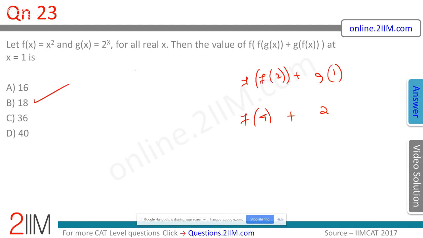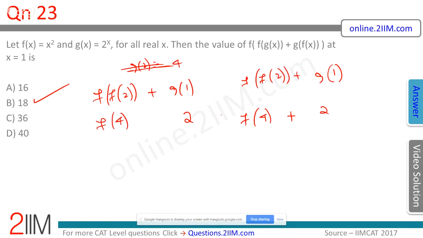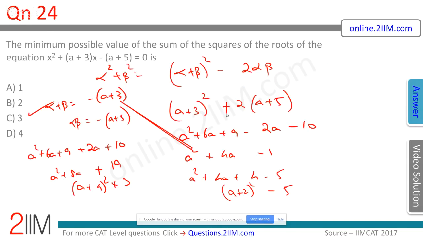F of 2. F of g of 2. G of 2 is 4. F of g of 2, x is 1, so we need to find f of g of 1. So f of g of 1, g of 1 is 2, so we find f of 2 plus f of 1 is 1 plus g of 1. G of 1 is 2, this is in the bag. F of 2 is 4, 4 square plus 2, 16 plus 2, 18, that is fine.